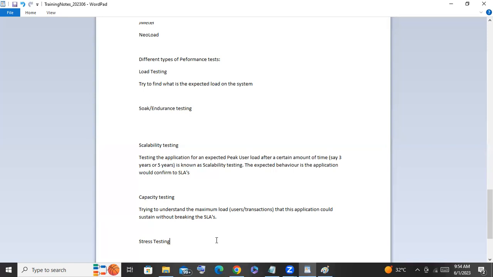Maybe your users are increasing a lot. Maybe your transaction load is increasing a lot. Maybe you have a denial of service attack. Maybe I'm deviating a little bit from the actual topic, but what is a denial of service attack? That actually comes under security testing.